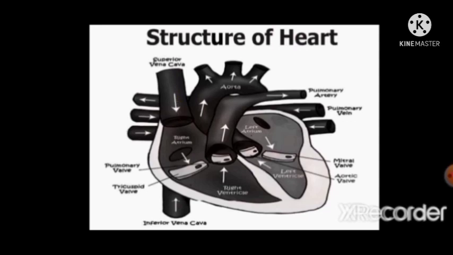Superior vena cava, from which deoxygenated blood comes to the right atrium, or inferior vena cava, from which the lower body's deoxygenated blood comes to the right atrium. From the right atrium it goes to the right ventricle, and from the right ventricle to the lungs, and from the lungs that blood comes towards the left atrium, and from the left atrium that blood goes to the left ventricle. Through the left ventricle that blood goes to the overall body through the aorta.